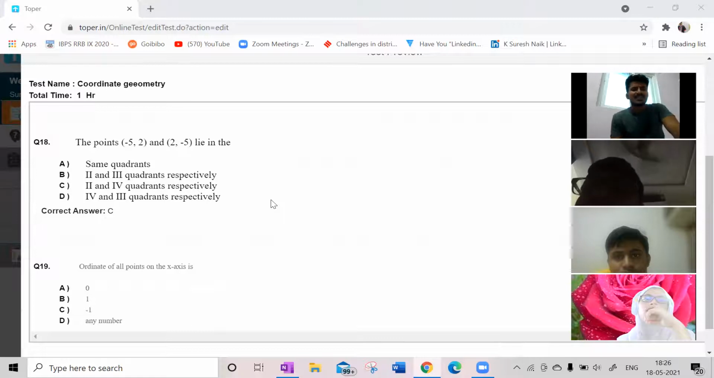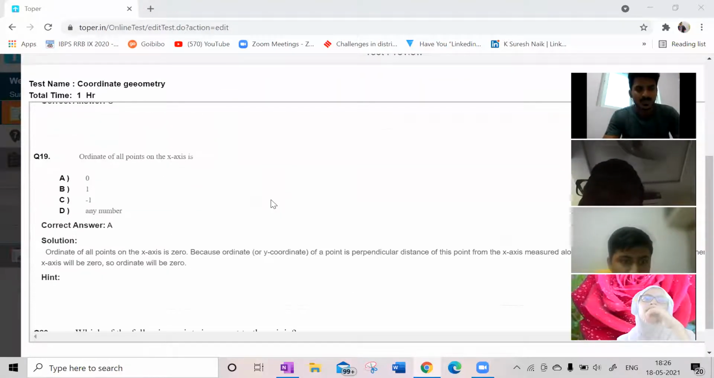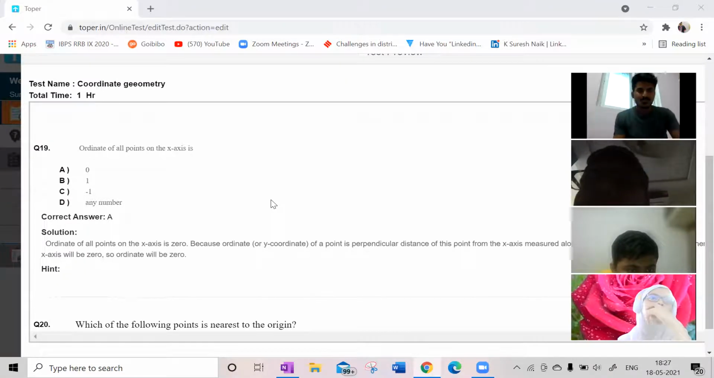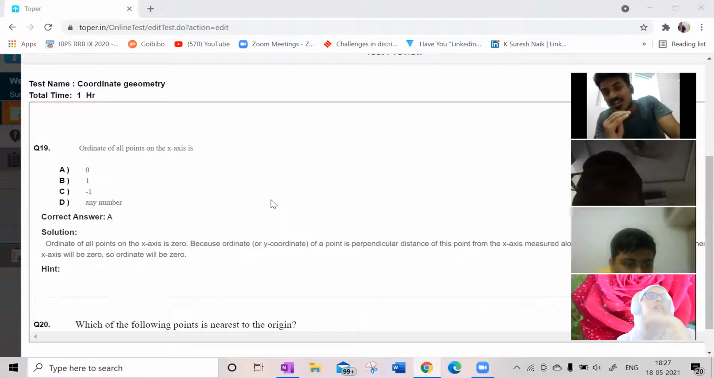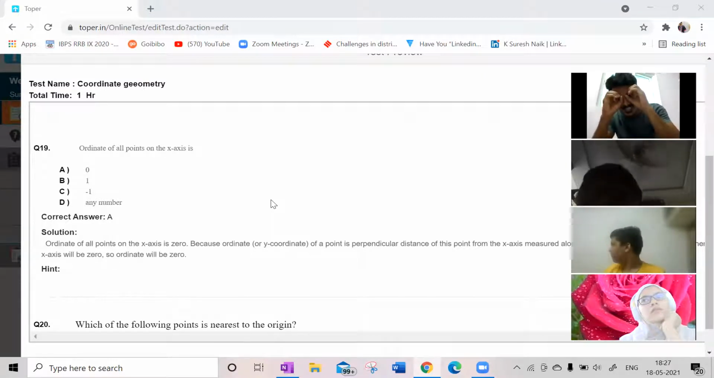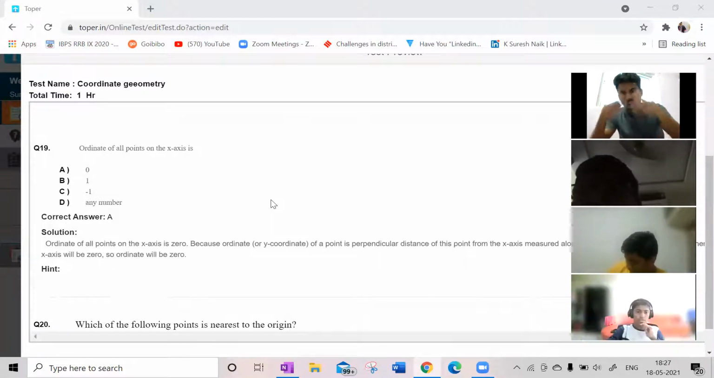The points (-5, 2) and (2, -5) lie in which quadrants? Second and fourth quadrant. Next: the ordinate of all points on the x-axis. Ordinate means the y-coordinate. On the x-axis, the y-coordinate is always going to be 0. So the answer is zero. Clear? Getting my point?